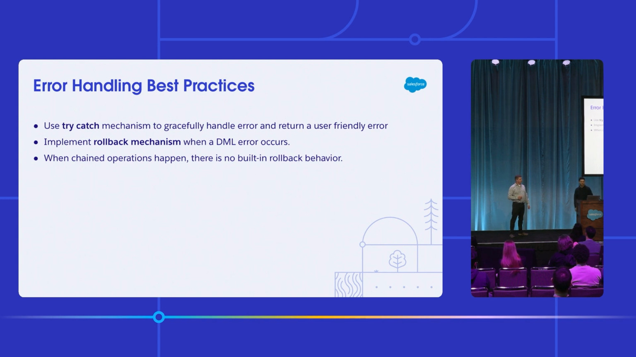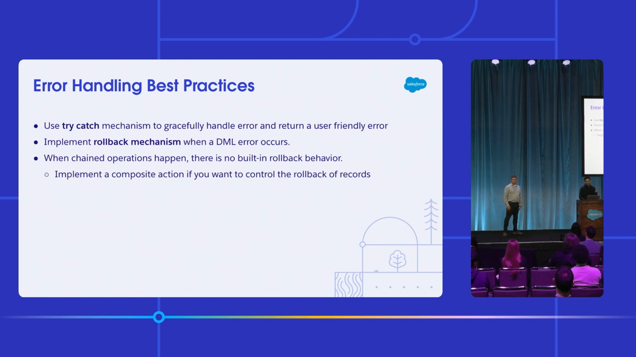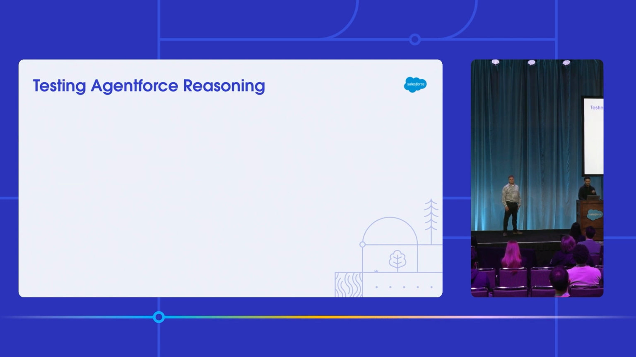Yes, and I think this is very important to reiterate, right? Each action executes in its own thread, and sometimes you don't want that behavior. You want to be able to control that rollback mechanism. In that case, you have to build a composite action, okay? So that's why you need to build a composite action if you want to control that rollback behavior of the records. And then I cannot stress more the importance of testing this.